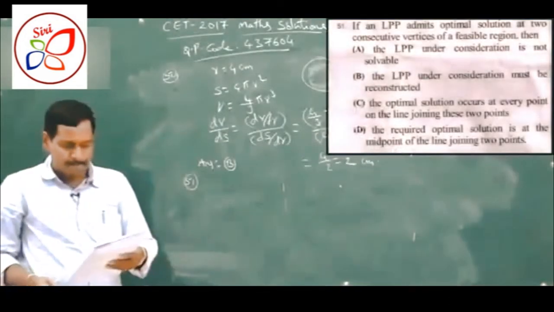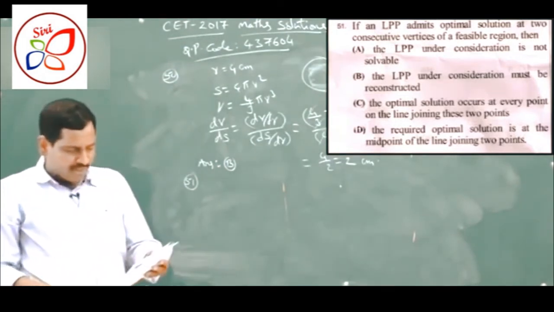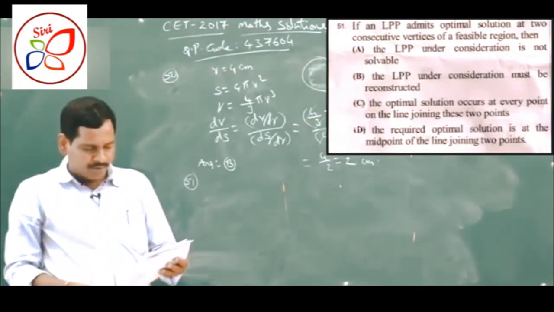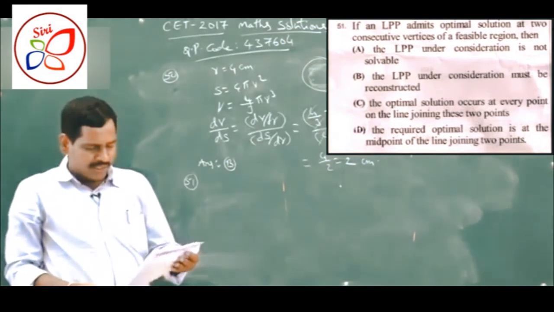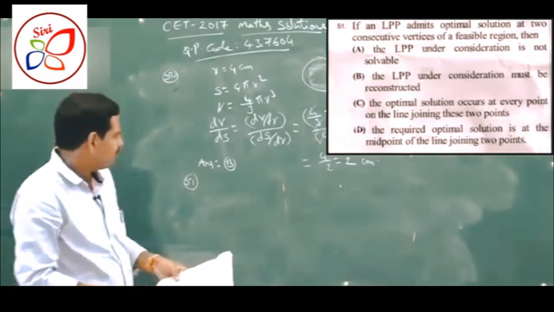Question number 51. If an LPP admits an optimal solution at 2 consecutive vertices of a feasible region, then ultimately the optimal solution occurs at every point on the line joining those points, which is given in C.